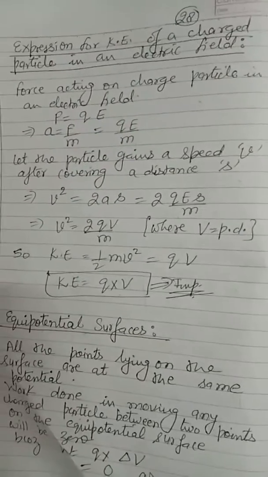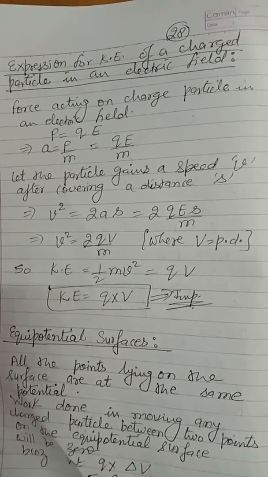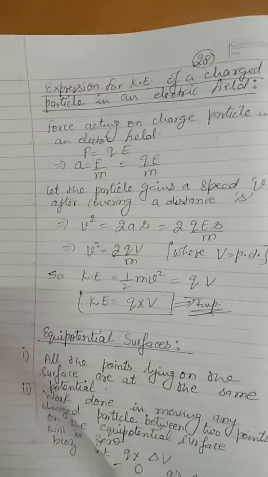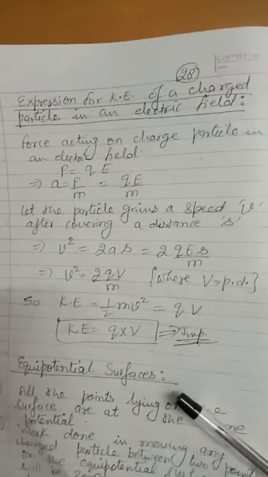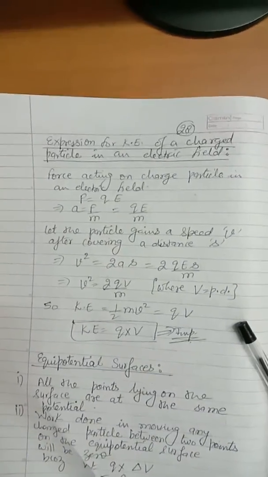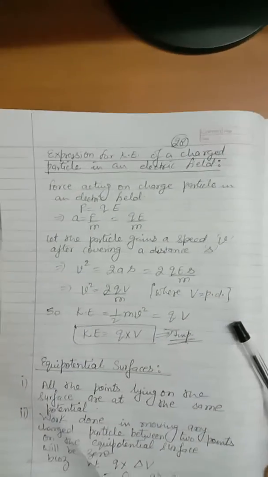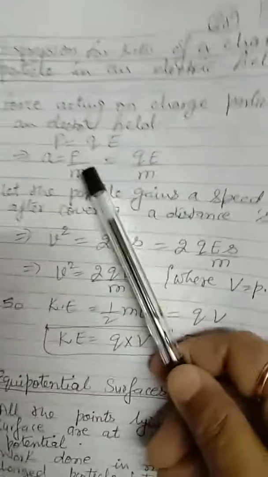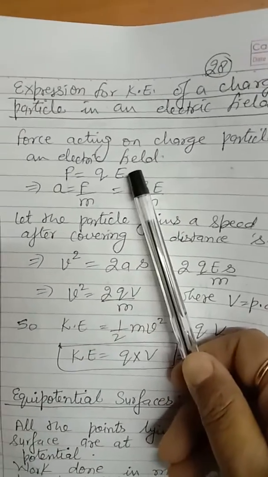We will derive the relation for the kinetic energy of a particle accelerated by a potential difference, or you can say the kinetic energy of a charged particle in an electric field. Basically, the kinetic energy, or any energy, is the amount of work done. In this case, work done is force times displacement. Force in an electric field is F = QE, where Q is the amount of charge and E is the electric field.